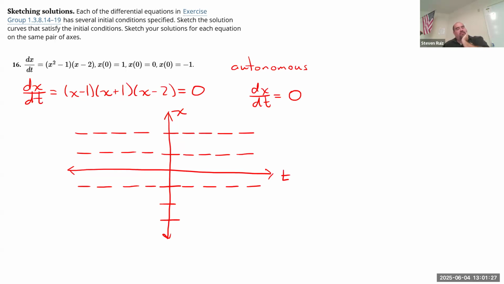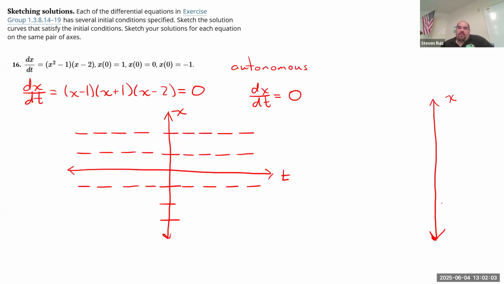All right, so now I have my equilibrium conditions. Now we should talk about or figure out what happens basically everywhere else. And this is where we use the idea of phase lines. So let's draw a phase line. Basically, a phase line is a condensed version of a slope field. A slope field is this two-dimensional diagram. A phase line is one dimension. I'm only looking at x values.